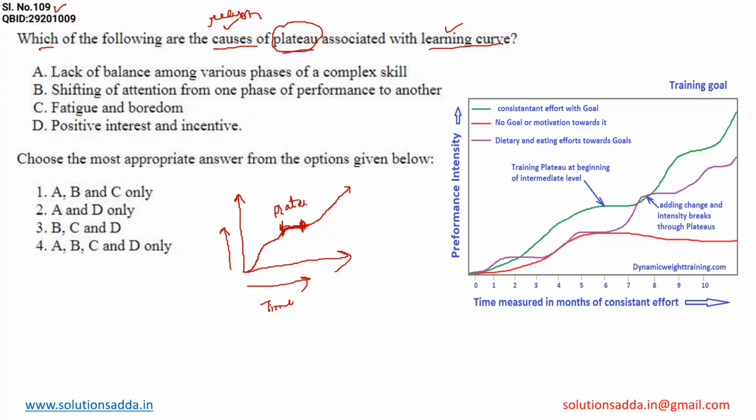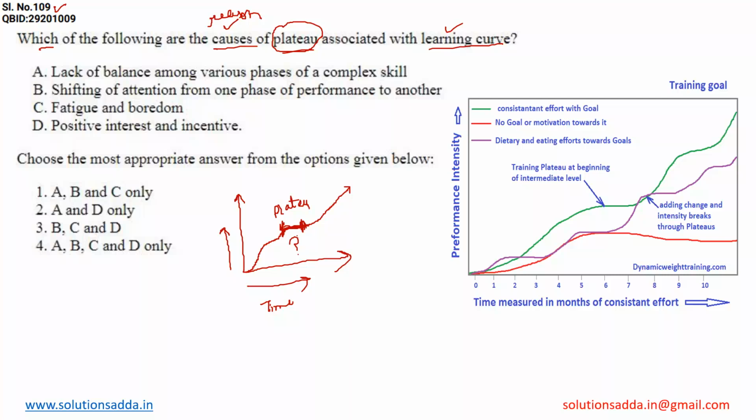So what will be the causes of this plateau? We have to identify the reason behind it, where the performance of a student is not increasing, it is not going upwards. After a certain amount of time, you may observe that the learning curve of a student is affected. So what will be the reason behind this?